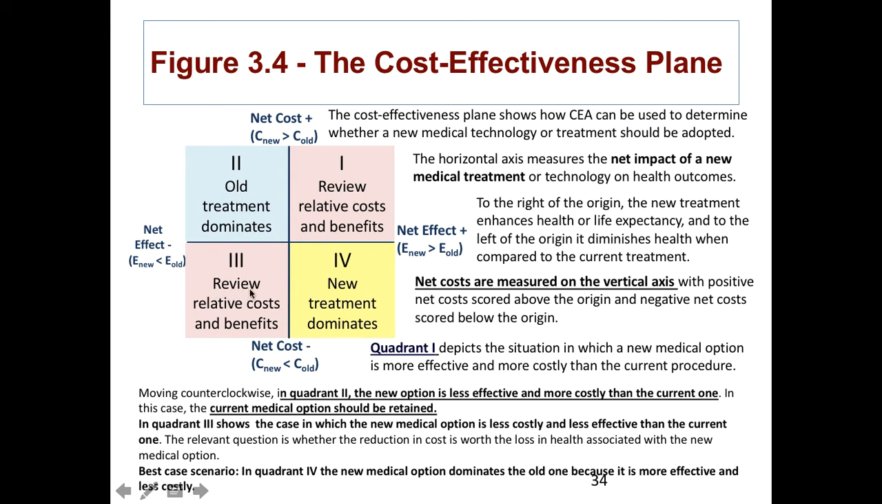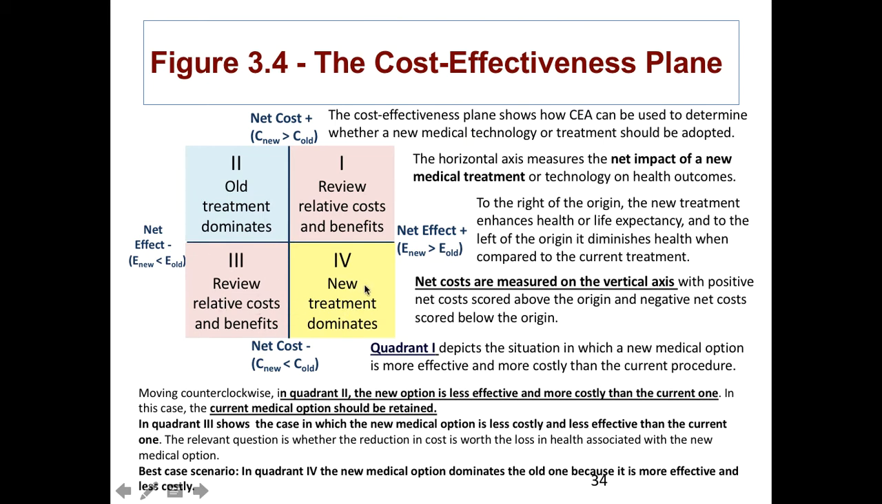In quadrant 3, we see that the new treatment is less effective and less costly. Again, this is questionable: how much less costly and how much less effective. Then we can decide based on the amount of effectiveness and cost compared to the old drug. So this is questionable, and we can decide based on these differences.